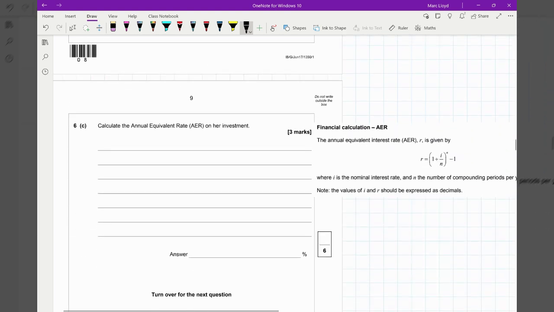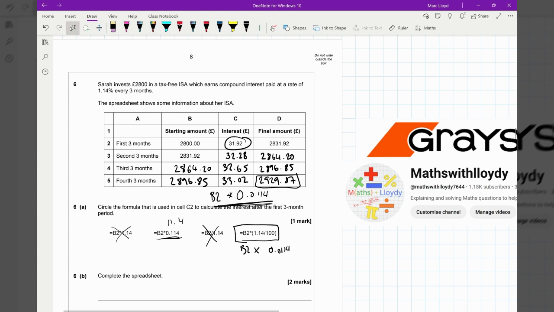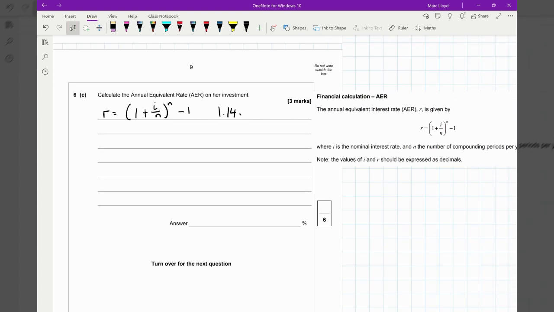Okay, the next part, I've looked a bit into the future. You need the AER formula, which is in the formula book that you're given for this assessment. So R is going to equal 1 plus the interest rate over n, to the power of n, minus 1. Now n is going to be 1.14, and because that's every 3 months, we just simply multiply that by 4. So 1.14 times by 4 is 4.56.